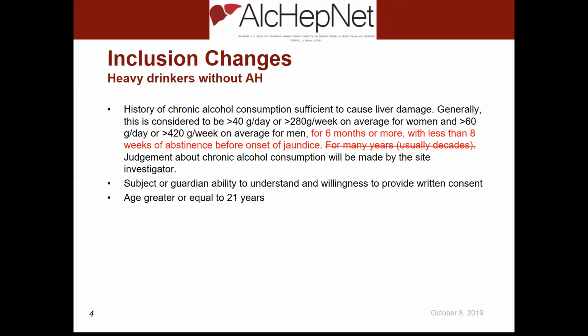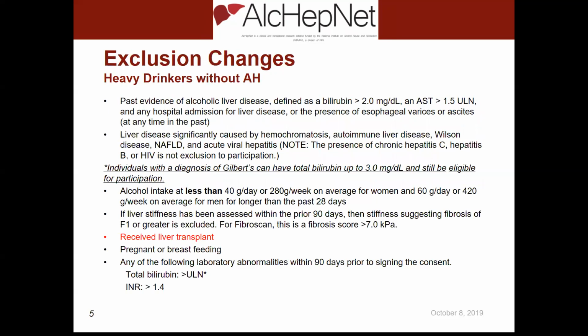We changed the inclusion for heavy drinkers without alcoholic hepatitis to be a little bit more intuitive: 6 months or more with less than 8 weeks of abstinence before onset of jaundice. And then we took out the wording "for many years, usually decades," just because it didn't need to be there. So for the exclusions for heavy drinkers without alcoholic hepatitis, again, we added if they received a liver transplant.